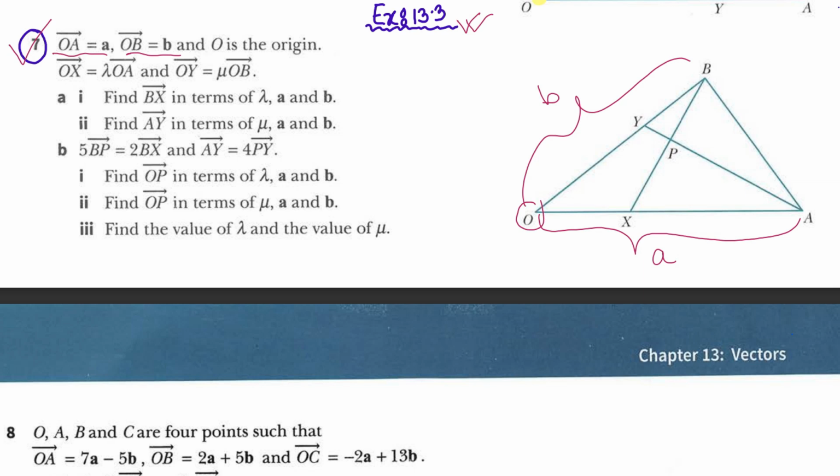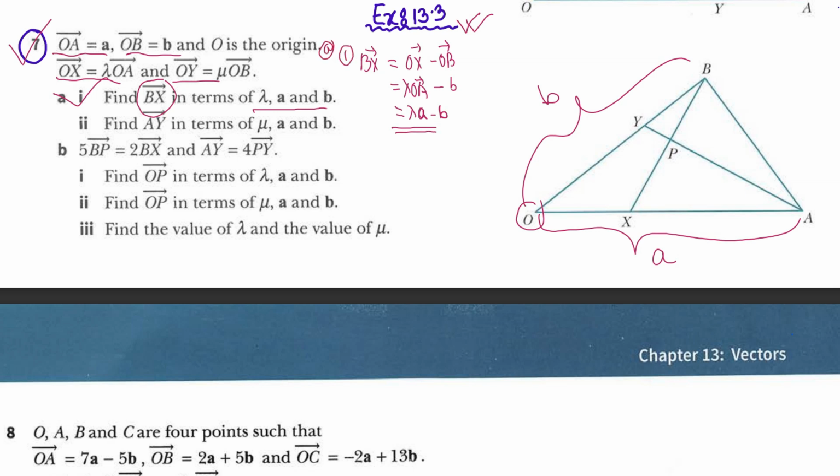OX equals lambda OA, so OX is in the direction of OA, and OY is in the direction of OB in terms of mu. The first question is asking us to find BX. Let me write BX. We can write BX as OX minus OB, according to the position vector. OX is lambda OA, and OB is vector B. So our final expression for this question is lambda A minus B, where A and B are vectors. This is the first part of this question.